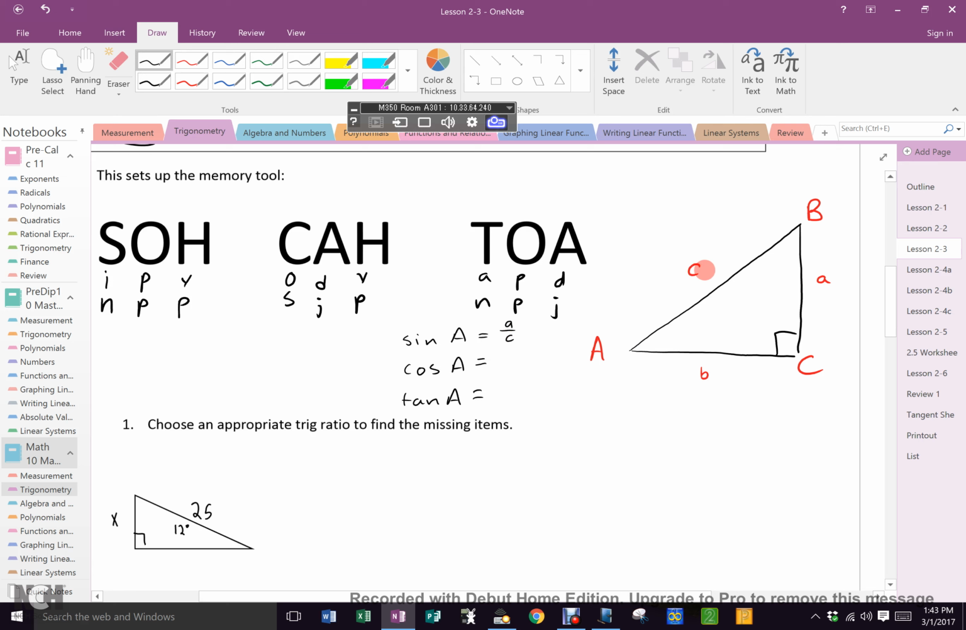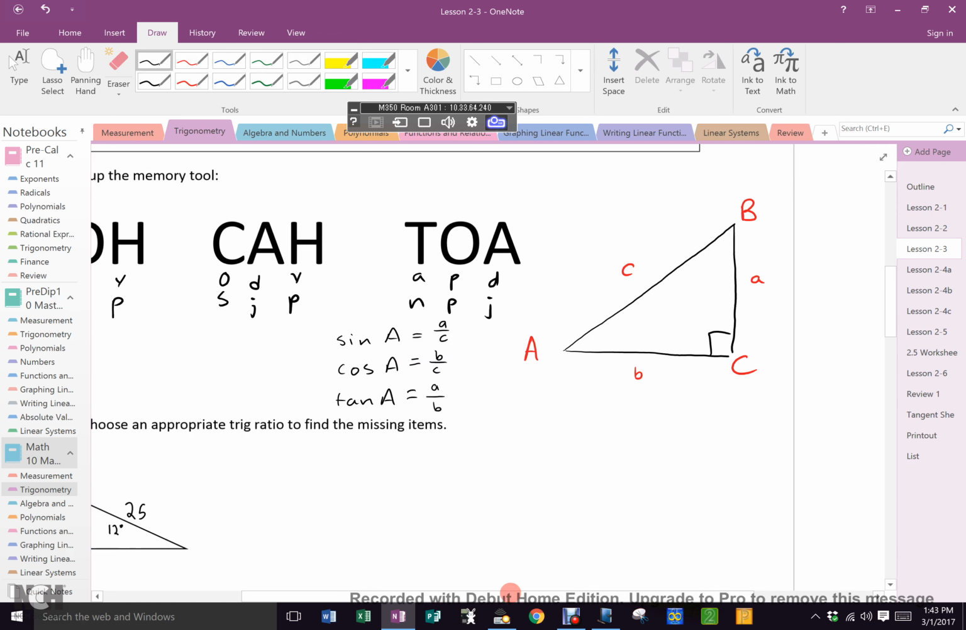Cool? So what is cos of A? Little b over little c. And what is the tan of A? Little a over little b. Right? Everyone agrees, yes? That's where I was standing.